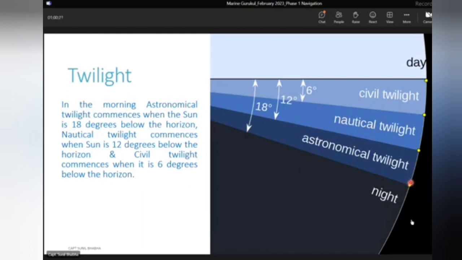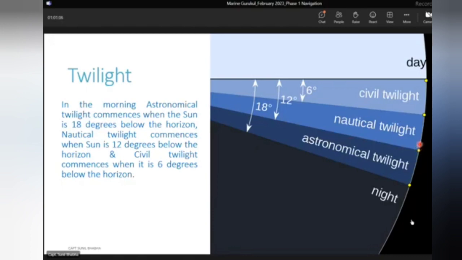After this instant, the sun keeps on coming closer to the horizon, and the altitude, which was initially minus 18 degrees when the twilight started, now starts to come down: minus 17, minus 16, minus 15, and so on. Now at this particular instant, the sun is 12 degrees below the horizon. You can see this angle marked in the diagram. This is the instant when the nautical twilight commences.